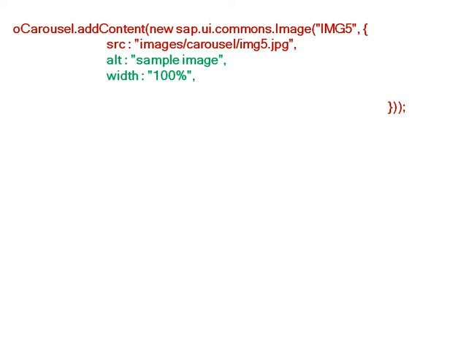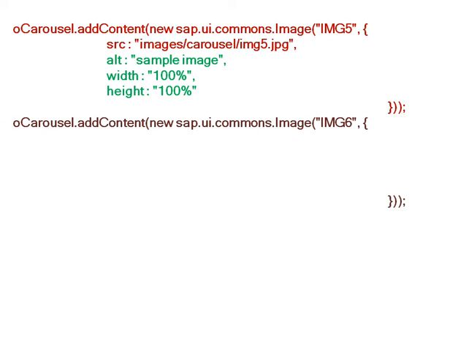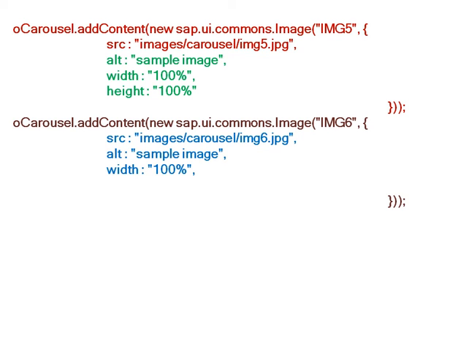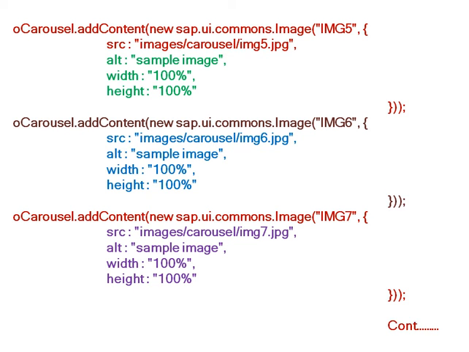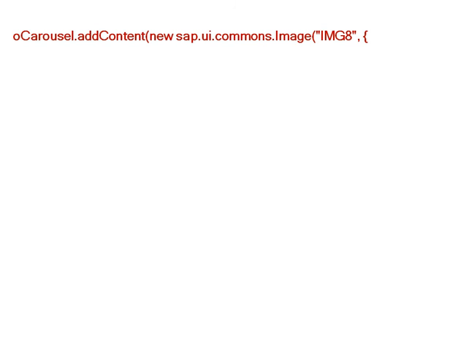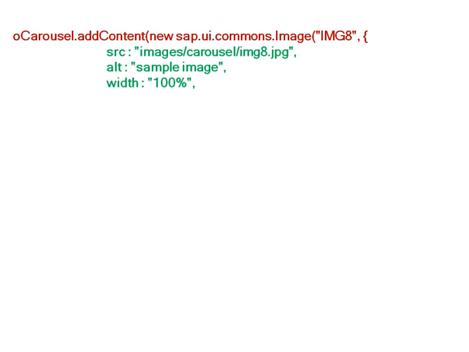Image 5 is also added with the same path to the carousel, with width 100% and height 100%. Image 6 also added to the carousel with width and height as 100%. Image 7 also added to the carousel with the same width and height as 100%. Image 8 also added to the carousel with the same path and width and height as 100%.